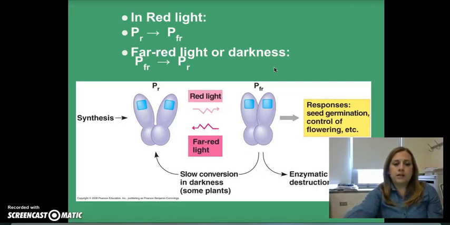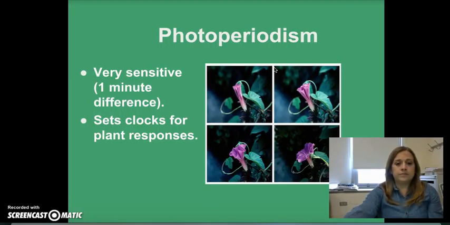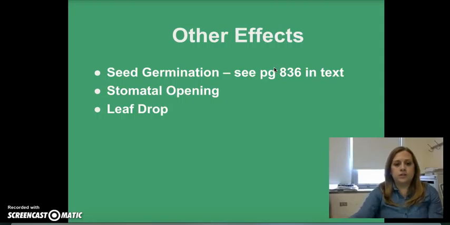So in red light, the phytochrome red will convert to the phytochrome far red, and it allows responses for things like seed germination and flowering. So photoperiodism is very sensitive. It could take as little as a 1 minute difference, and it essentially sets the clocks for plant responses. It also affects seed germination, which you can read more about in the textbook, but also stomatal opening and leaf drop.